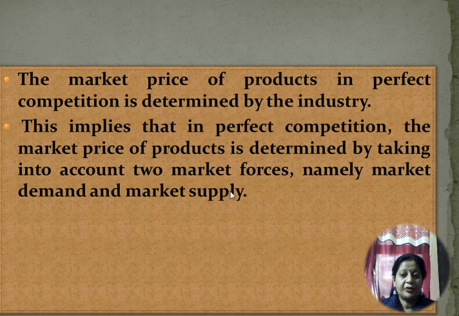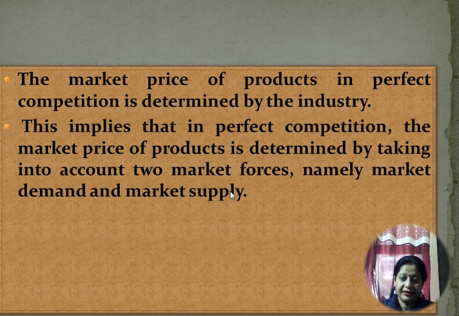The market price of products in perfect competition is determined by the industry. The sellers or the buyers cannot change the price, but the price is only determined by the industry. This implies that in perfect competition, the market price of a product is determined by taking into account two market forces, namely market demand and market supply. So the industry has to fix the price of the commodity by the two forces of demand and supply.